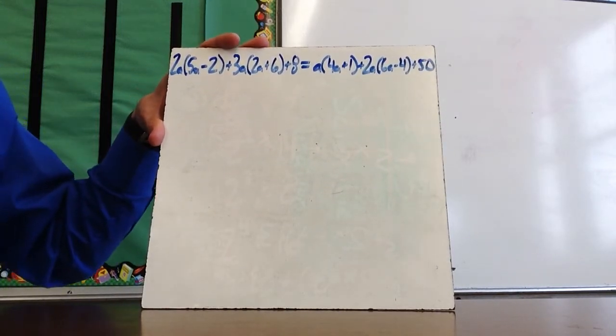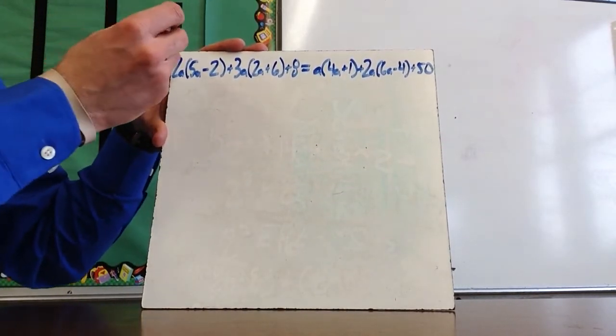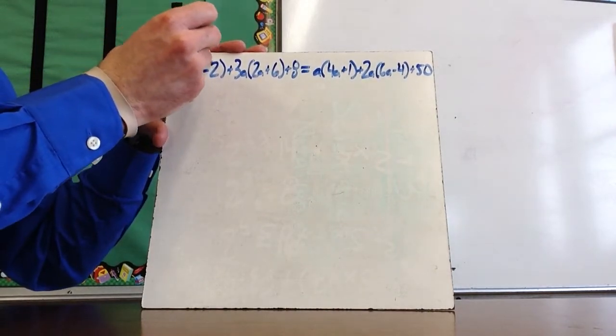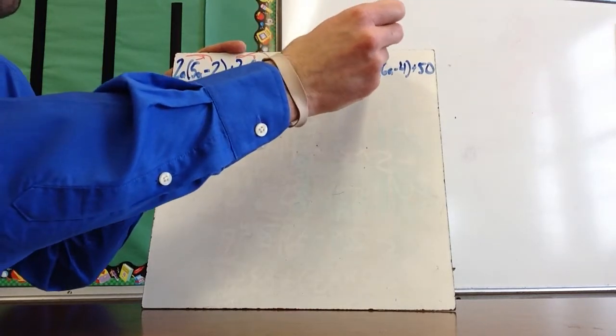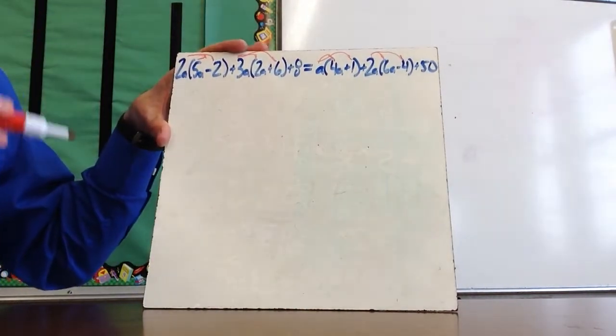In other words, a will equal something. So the question is, what does a equal? So I'm going to take this and I'm going to multiply. The first thing I've got to do is get rid of parentheses. If you think about order of operations, that's the first thing we're doing, PEMDAS.